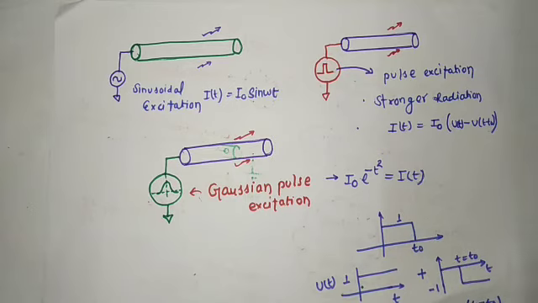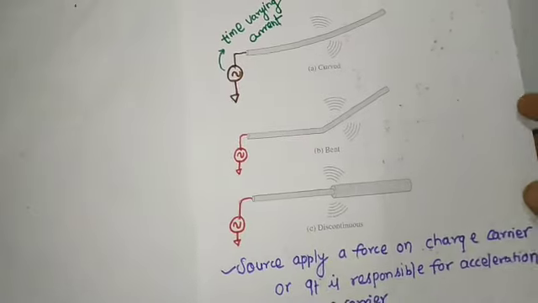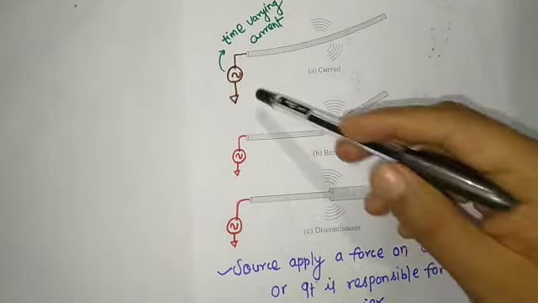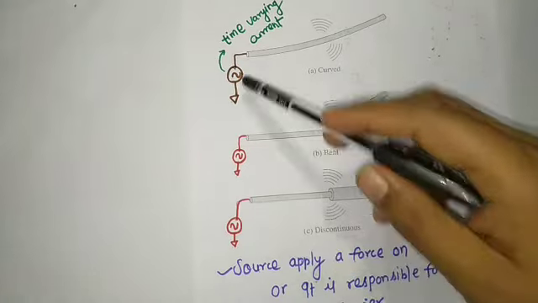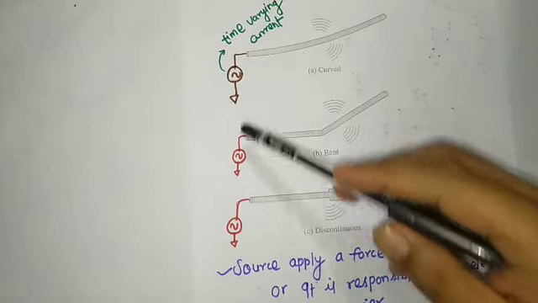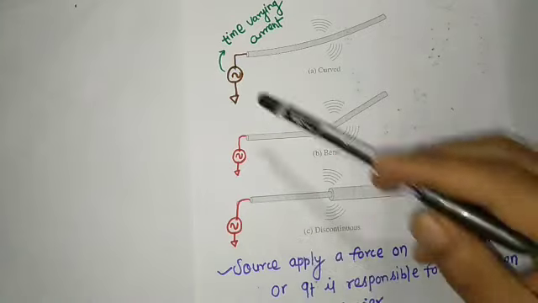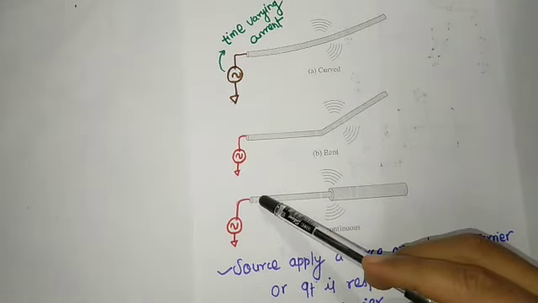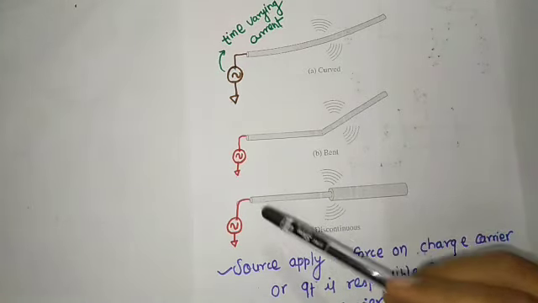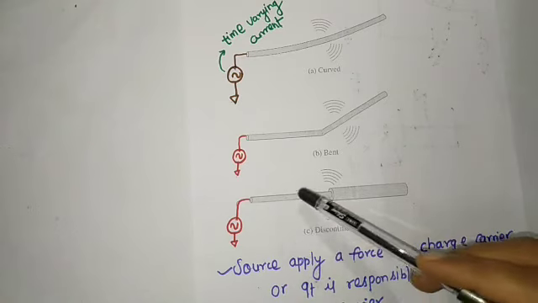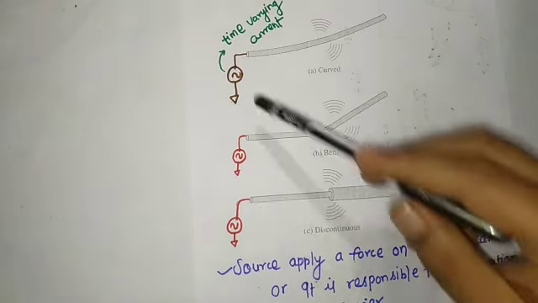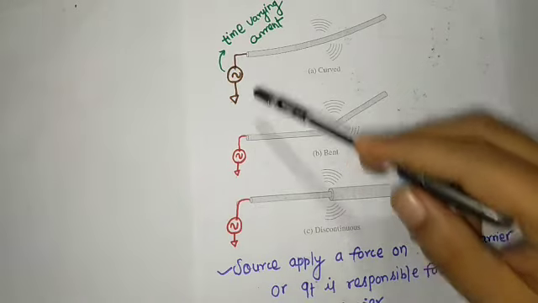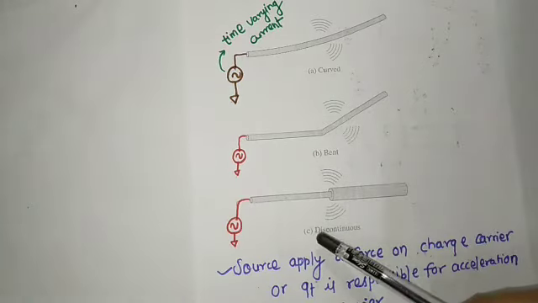Now let's take another example of conductors. There are three conductors. All these three conductors are subjected to time varying sources. What is the function of a time varying source? It applies a force on the charge carriers. If they apply a force on the charge carriers, they will move. If you apply a time varying current, then definitely there will be radiation.